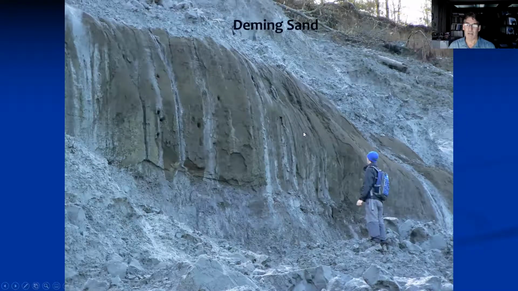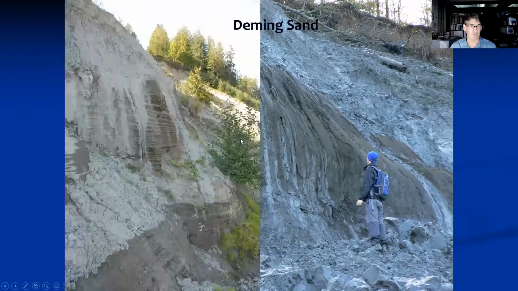Go look at the sand, the Deming sand, up here. There are ways to get up there. It's halfway up the cliff, but there are places where it's not a cliff and you can get up there. And it is a beautiful sand. It's really nicely bedded. It's got beautiful laminations in it. It's got lots of organic stuff in places, peaty areas.